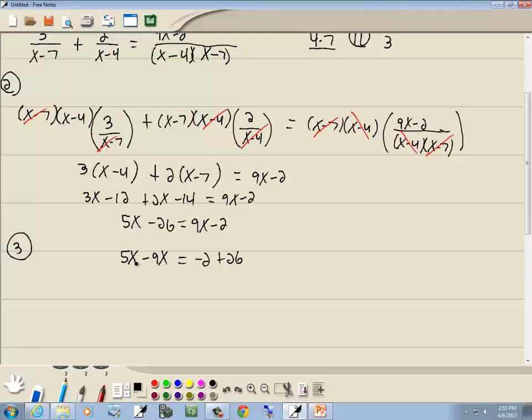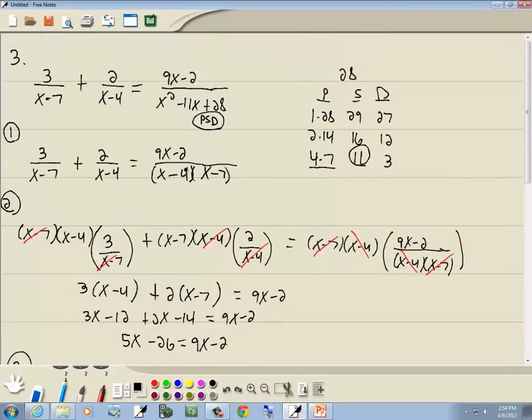Combine together like terms. 5x minus 9x is negative 4x. Negative 2 plus 26 is 24. And last step is divide both sides by negative 4. And 24 divided by negative 4 gives us negative 6. Maybe. We need to semi-check our answers. And the x equals negative 6.